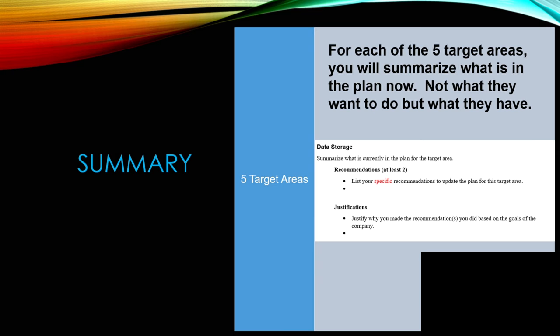Now, I will tell you the data storage area is the bigger area to summarize, so there's a lot more data in the plan on that. So this one may be a little bit bigger than subsequent target areas. So you'll just summarize what's in the plan for the data storage. You'll do that for each of the 5 target areas. What is in the plan for those target areas?